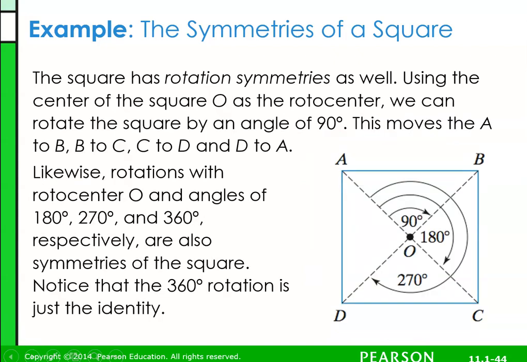All right, a square also has rotation symmetries. Using the center, rotocenter O, we can rotate by 90 degrees. So it can be 90, 180, or 270 degrees. Again, 360 is basically the identity, that's 0 degrees. But again, it's switching places. If we just talk about the 90 degree one, all of these would move one position over. So A would take B's place, B would take C, C would take D, D would take A.